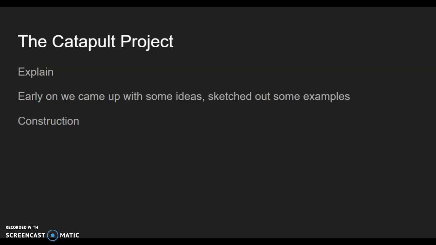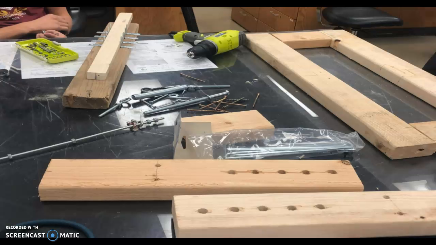Going into the project, we came up with some ideas and sketched out some examples. Everybody in the class did this, and we put them on the walls, and everybody voted for their favorite. So everybody pretty much knew what they were doing going into the project week when we started the construction. These are some of the early pictures of the construction.